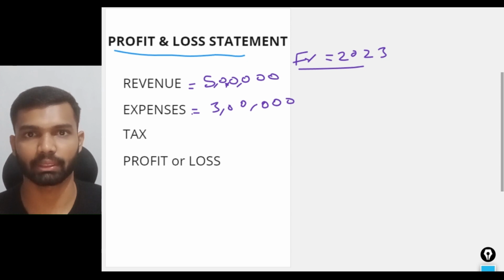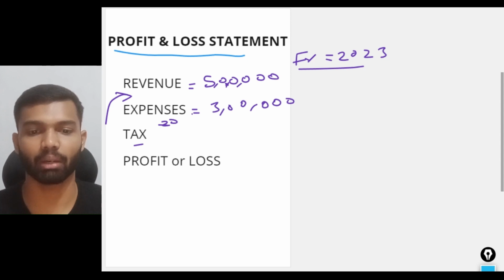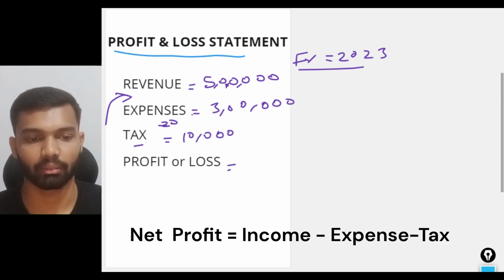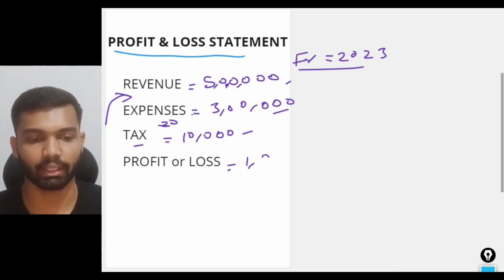Because I am a salaried person, I should pay income tax according to my income. We should not consider 2 lakhs as our income after subtracting our expenses, because I am a salaried person and I should pay tax on the income I have earned. Let's say I am paying taxes of 10,000 rupees for the 5 lakhs I have earned. My net profit is 5 lakh minus 3 lakh 10,000, that is 1 lakh 90,000. It is my profit for the year.